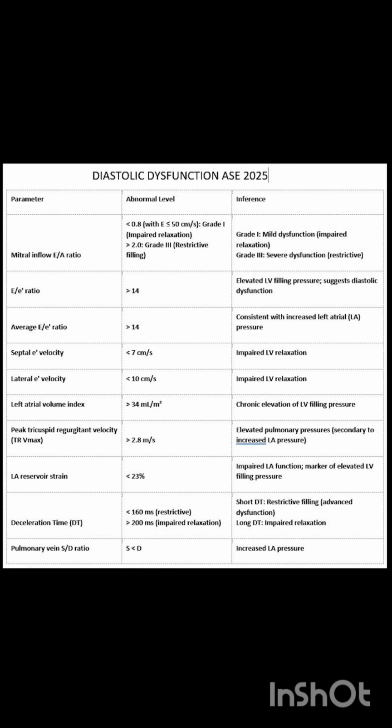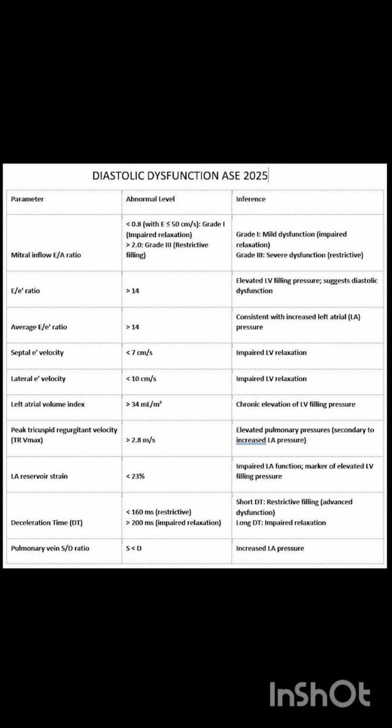The average E to E prime ratio greater than 14, consistent with increased left atrial pressure. Septal E prime velocity greater than 7 centimeters, impaired relaxation. Lateral E prime velocity less than 10 centimeters, impaired relaxation. Left atrial volume index of greater than 34 ml per meter square, suggesting chronic elevated left ventricular filling pressure.